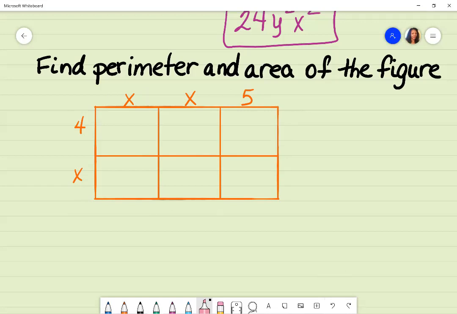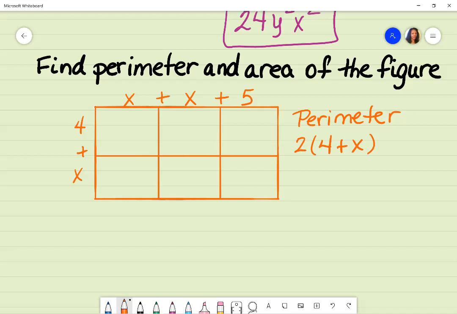I recognize that I should actually go ahead and put plus signs here, because one part plus another part equals the whole thing. Now, if I'm adding, it doesn't matter which order you do it in. So for my perimeter, I am going to take 4 plus x and multiply it times 2. That's going to give me 8 plus 2x. And for my top portion, I'm going to go ahead and combine those x's. So that's really 2x.